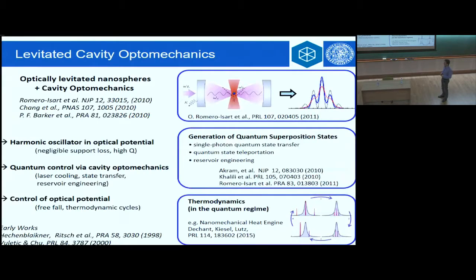So what the cavity can give us, in addition to just cooling, is all the tools that I showed you with the optomechanics. So there's protocols for transfer of a single photon onto the mechanical oscillator. There's protocols for state teleportation, where one could do projective measurements on the light field to get a certain mechanical state. And there's reservoir engineering techniques which can actually give you squeezed states of mechanical motion.